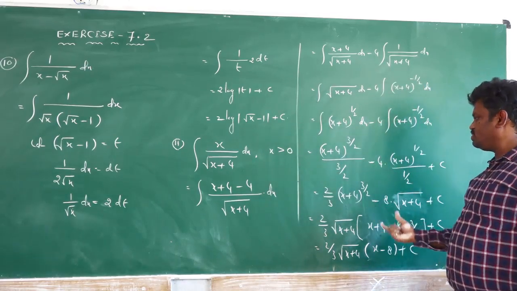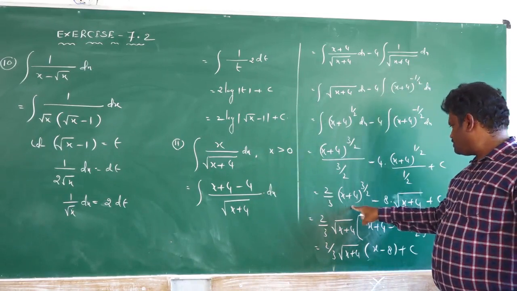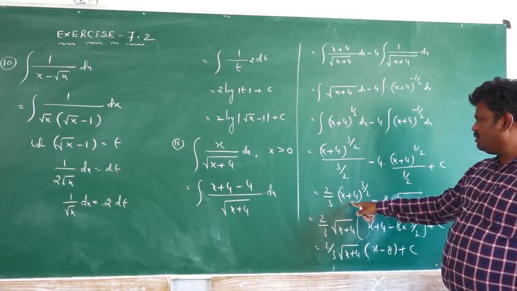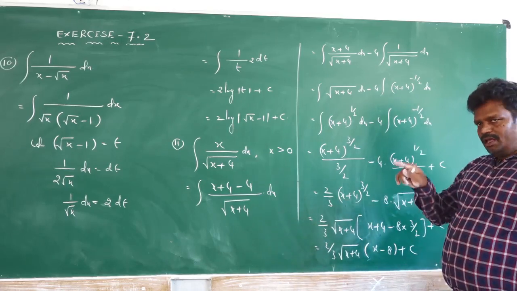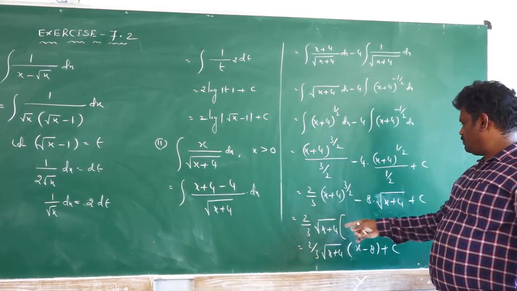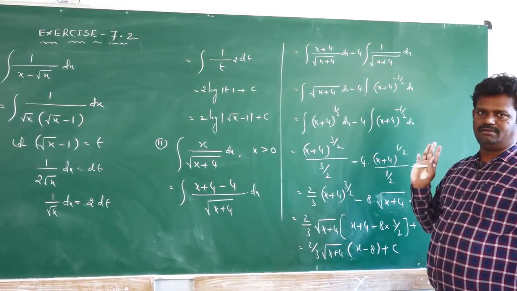But in the calculation part, here root of x plus 4 and here root of x plus 4. If we take one root of x plus 4 common, we get the value. So 3 by 2 means what? (x plus 4) power 1 into (x plus 4) whole power 1 by 2, the root value. Now if we take this value, we get the final answer. Okay? Right.